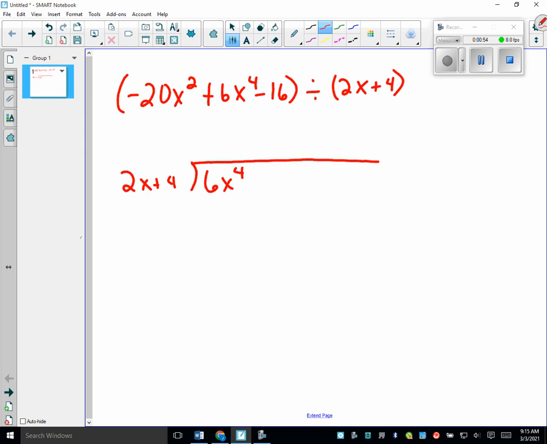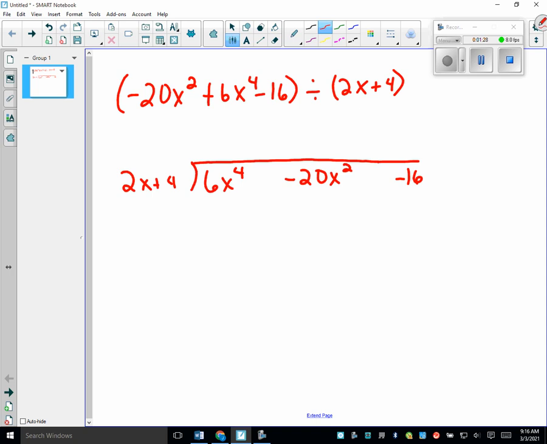Okay? So I'm just going to leave a space, and then minus 20x squared. Am I missing an x? Yeah. So I'm going to leave another space, and then minus 16. You good? Everybody understand why we left spaces?